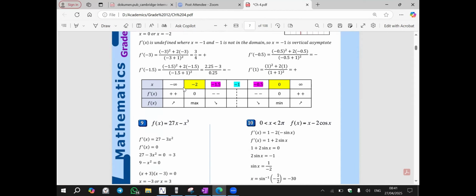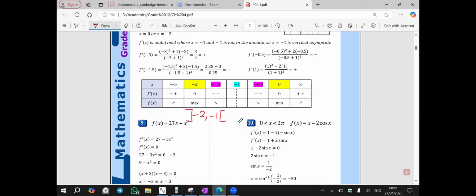This is how the table looks. Then it has two intervals of increasing and two intervals of decreasing. Because -1 is a vertical asymptote, we need to write the interval in this way. -2 until -1 is decreasing, union with -1 until 0. We need to write it as two intervals. Never write these two as one interval because there is a vertical asymptote between them. Don't say the interval of decreasing is -2 until 0, just because they are both decreasing. No, that's the wrong way. The right way is to separate them because there is a vertical asymptote between them.